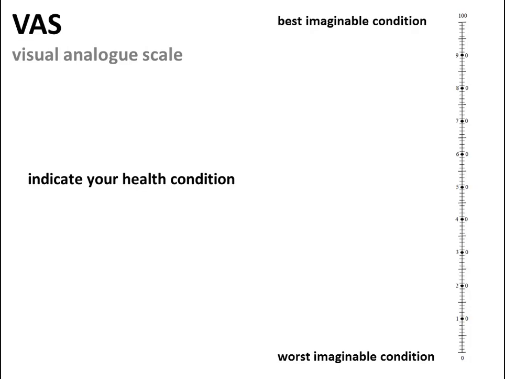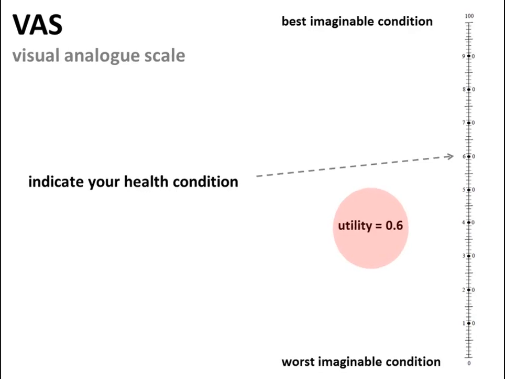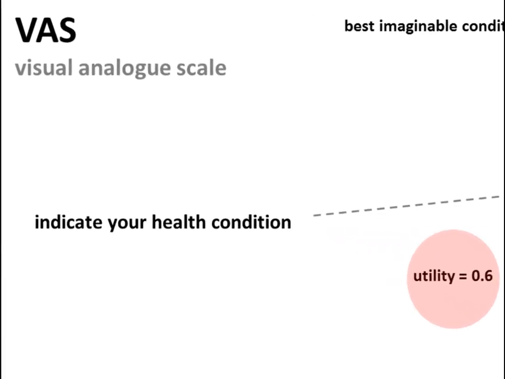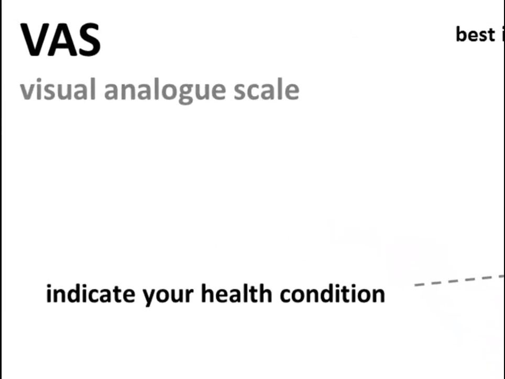The utility is then derived from this indication. For example, if an individual indicates his health condition at 60 on the visual analog scale, the utility of his health condition is estimated to be 0.6. An advantage with this method is that it is so easy to perform. A disadvantage is that this method has nothing to do with choices or preferences.